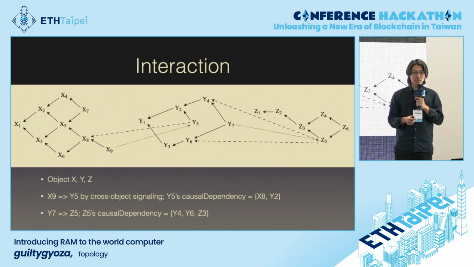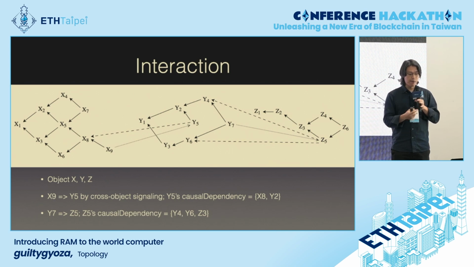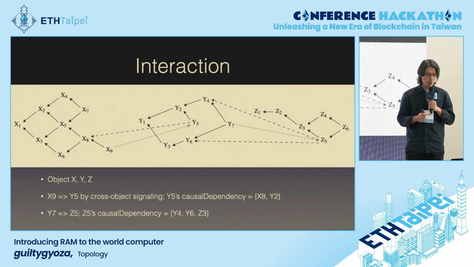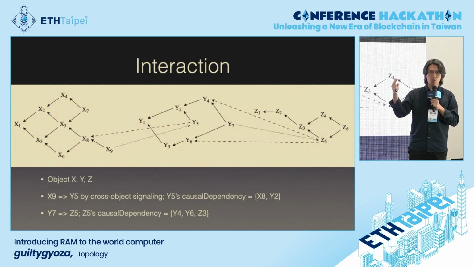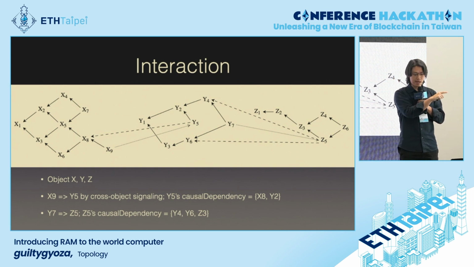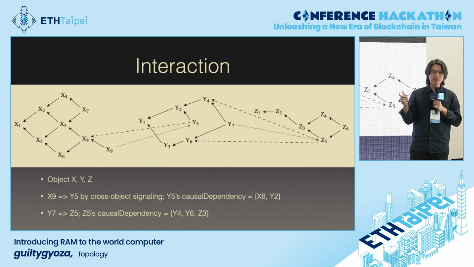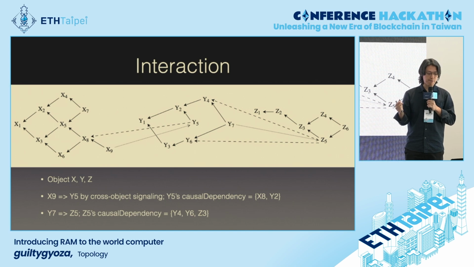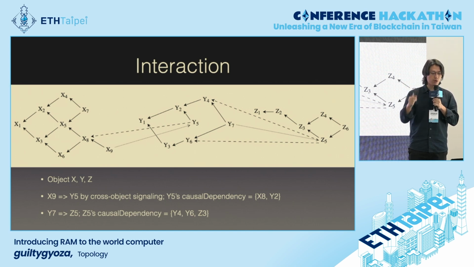So we can talk about interaction, because if these objects do not interact with one another, there's no interoperability. We can have interaction by passing messages, but in order for this message passing to be trust minimized, the receiver object basically needs to verify the incoming message and the causal dependencies of the incoming message. So if you look at this diagram, we have 3 objects, X, Y, Z, and the message X9 basically initiates a signal that creates a message Y5 in the second object. And so Y5's causal dependency has both its own dependency in object Y and also the dependency of the sender object, X8. And the same applies for Y7 signaling to Z and generating the Z5 message. You will have dependencies on both your own object and also the sender object.